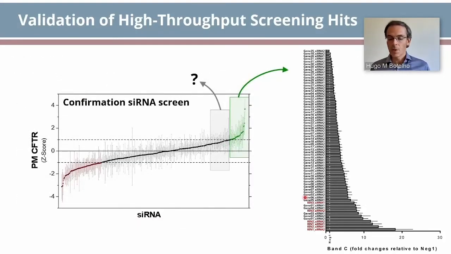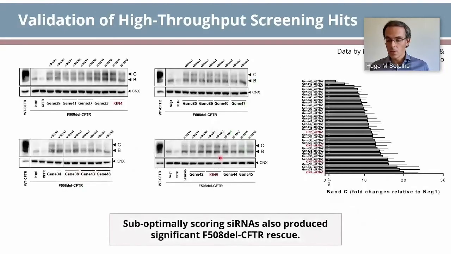Nevertheless, we were somehow surprised by the remarkable rescue performance of the 35 top scoring genes, and wondered whether relevant rescue could also occur with some of the suboptimally scoring siRNAs. So we performed additional Western blot experiments, and were happy to observe that the knockdown of an additional 18 genes, which were just below the hit threshold in the confirmation screen, also generated robust band C rescue. Some of the highest rescue levels were obtained when knocking down 2 additional kinases, kin4 and kin5.